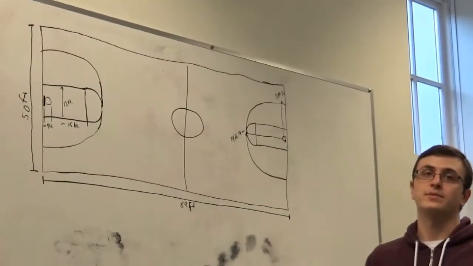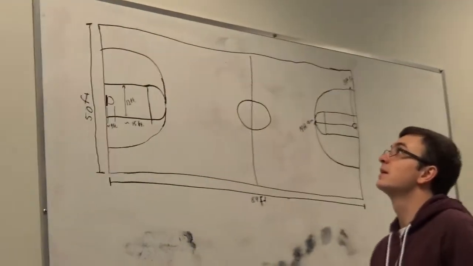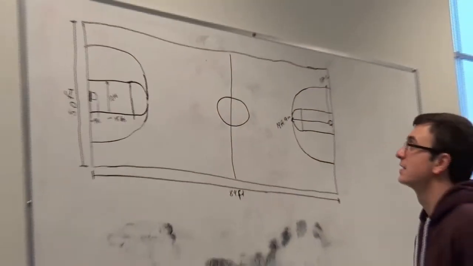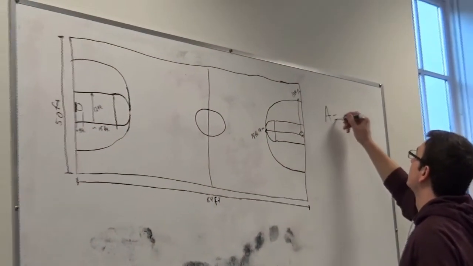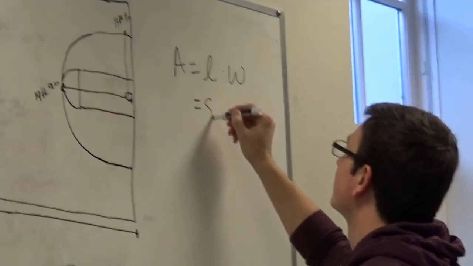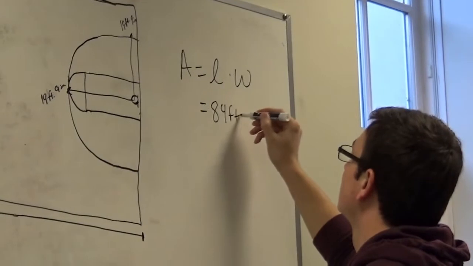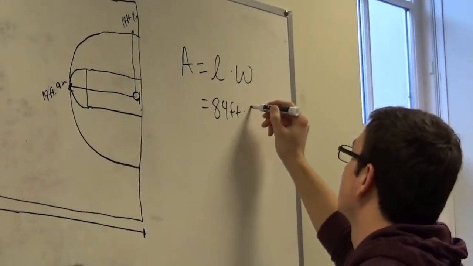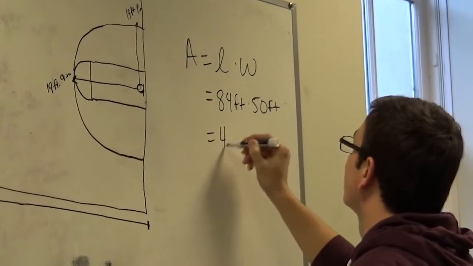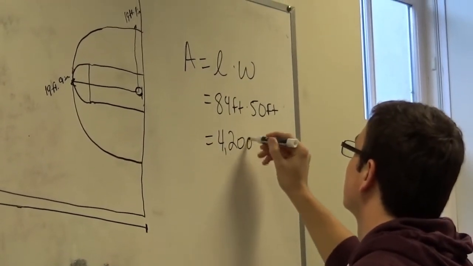So, let's start with the measurements. Your typical high school basketball court is 84 feet long and 50 feet wide. Since the area of a rectangle is length times width, all we have to do is 84 feet times 50 feet to get 4,200 feet squared.